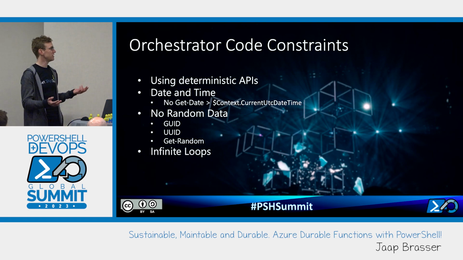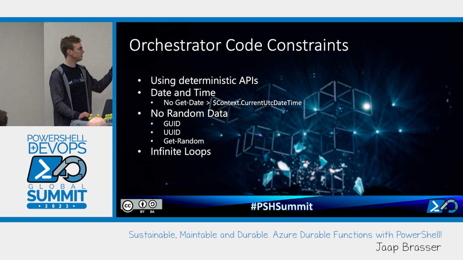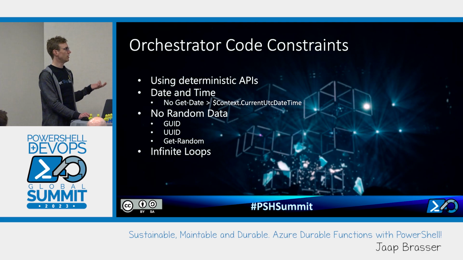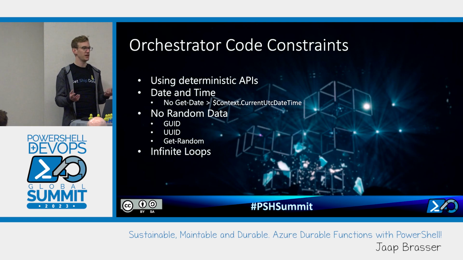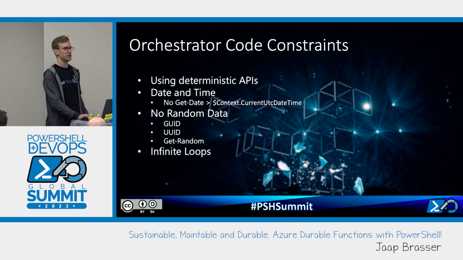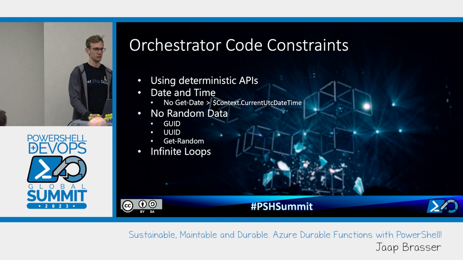So what it means for us is there's a bunch of wrapper functions available. So for example, with getDate, you would use context current date, and there's wrapper functions for all the different languages as well. That's one of the PowerShell examples. Also, in a similar vein, no random data. So if you want to generate GUIDs or UUIDs or any kind of randomness, you can move that towards your activity functions instead of inside of your orchestration. Is that all clear? Sweet.